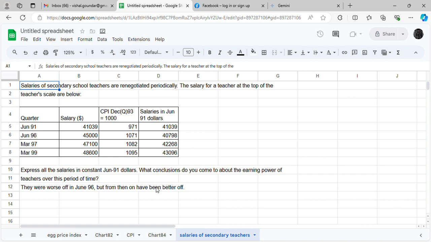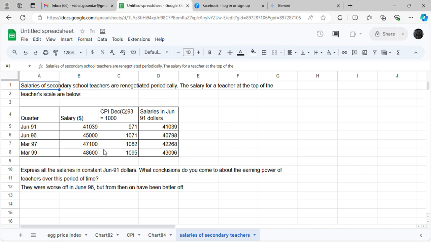Now let's look at the salaries of secondary teachers data. Salaries of secondary school teachers are renegotiated periodically. The salaries for a teacher at the top of the teachers' scale are below. So quarter June 91, salary $41,039. Quarter June 96, salary $45,000. March 97, salary $47,100. And for quarter March 1999, salary is $48,600.